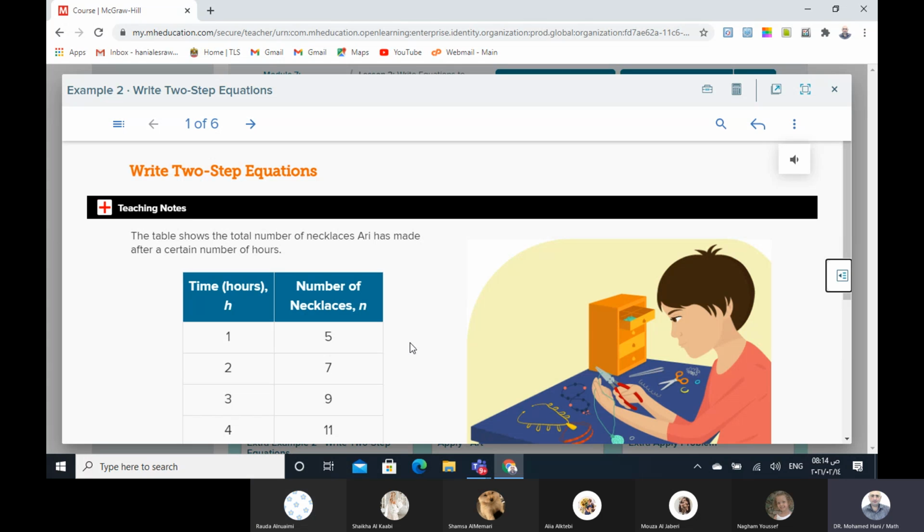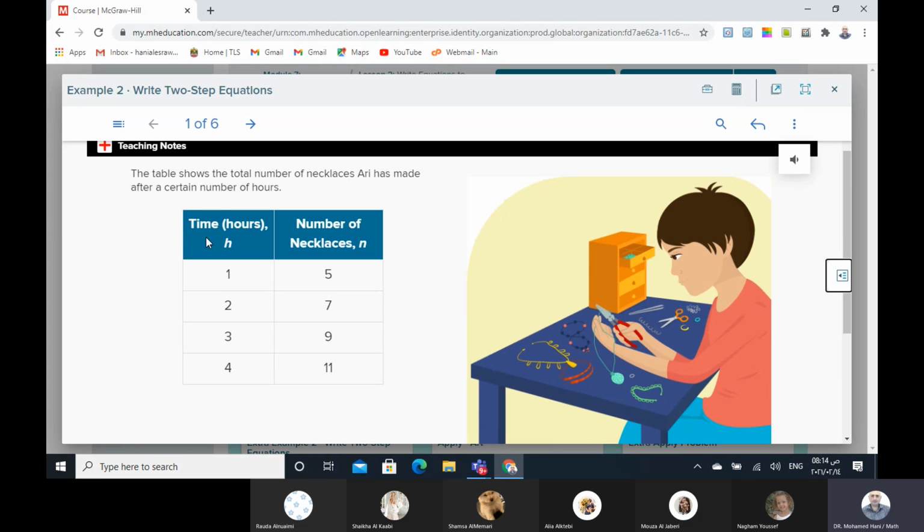Okay, now write two-step equations. We have this example. The table shows the total number of necklaces made after a certain number of hours. We have this table. The first column, the input, is time in hours, represented by the variable h. And the second column is the number of necklaces, represented by the variable n.